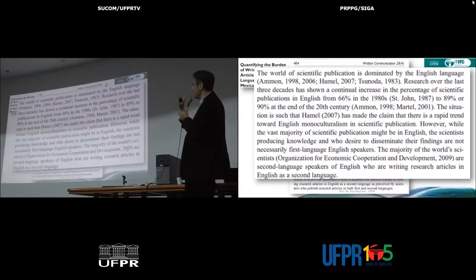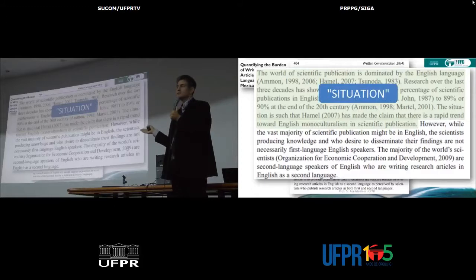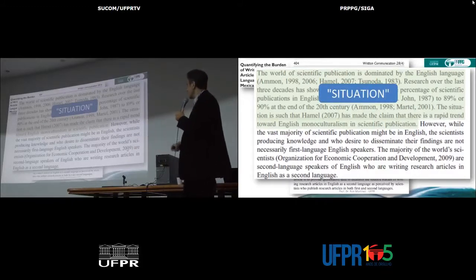It's move one. But also, as you saw before, you could say that this is the current situation. This is the situation now. And the however comes after this, the first however.